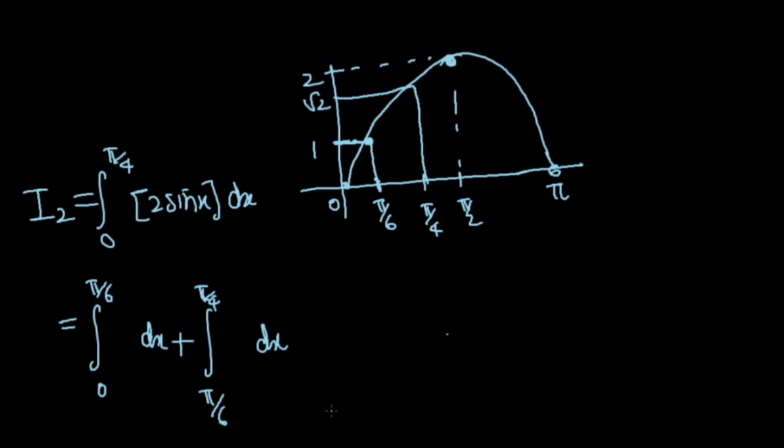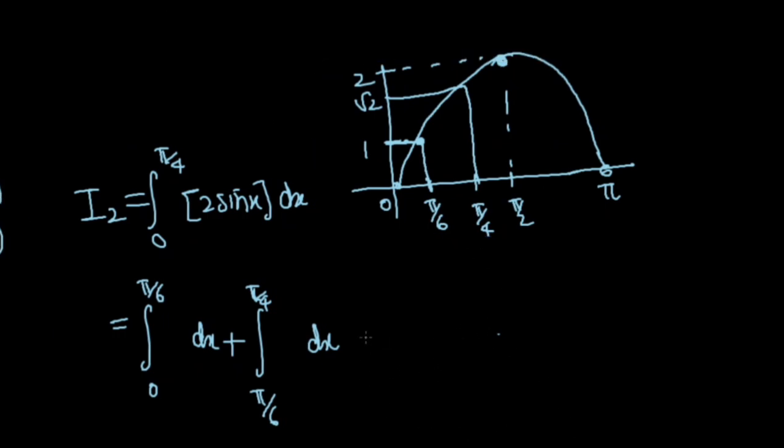Next, only pi by 6 to pi by 4 we want, right? For 0 to pi by 6, the corresponding y value is 0 to 1. If I apply the step function on 0 to 1, I'll get 0. And for pi by 6 to pi by 4, the y value is 1 to 1.4, and the step function is 1, right? So 0 is 0, and the integration of 1 is x, with limits pi by 6 to pi by 4.